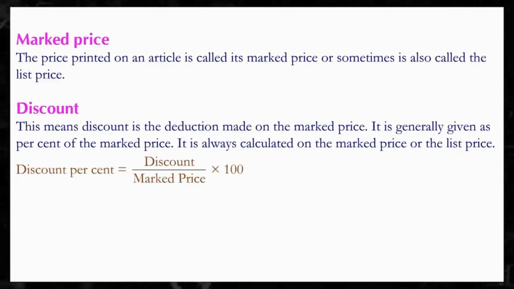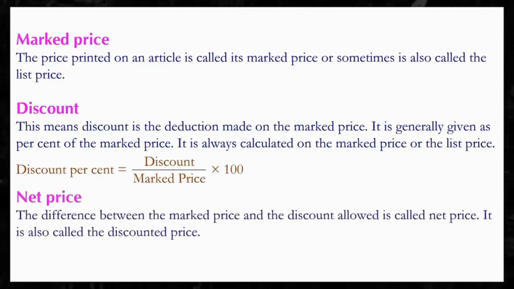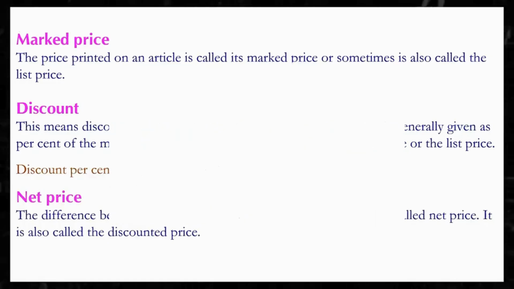Discount percent is equal to discount upon marked price into 100. Net price. The difference between the marked price and the discount allowed is called net price. It is also called the discounted price.